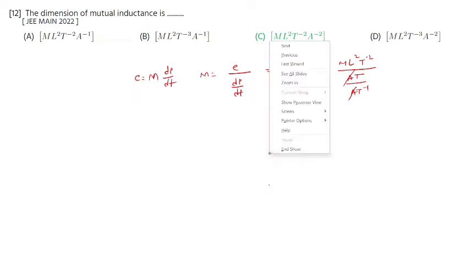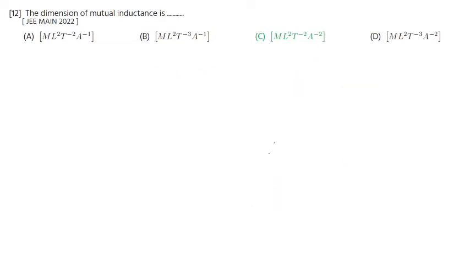Next question. See this, the dimensions of mutual inductance they are asking. Dimensions of mutual inductance. So we will see first. Mutual inductance: E is equal to minus M into di by dt is the formula. So from this, M is equal to minus E divided by di by dt. Okay, so M is equal to E, W by Q we can write, and divided by di by dt we are having.